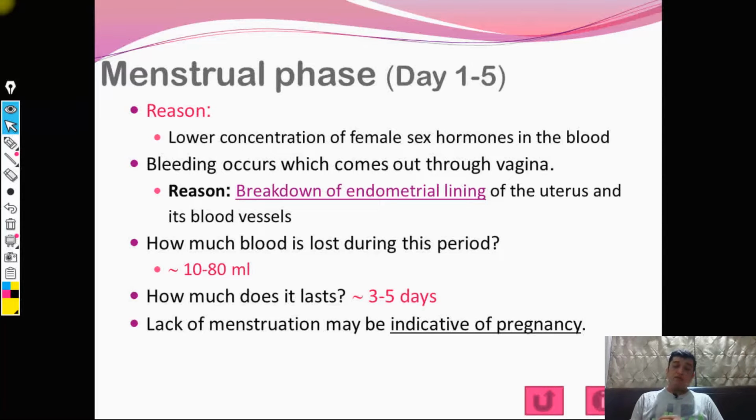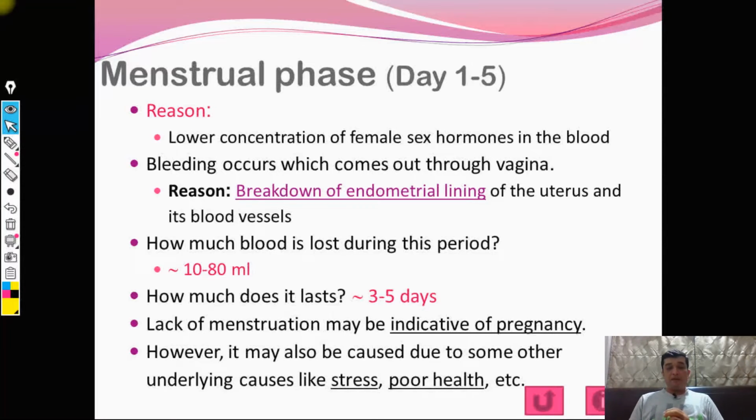Or there could be some other factors also, say for example, there could be some disease, there could be stress, right, there could be issues regarding health, nutritional status. These all can also result, sometimes, in oligomenorrhea, which is infrequent menstruation, or it could result in amenorrhea also sometimes, right. So, all these conditions you need to consider, right.